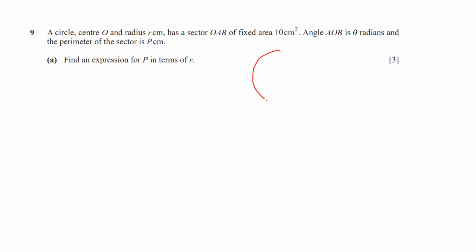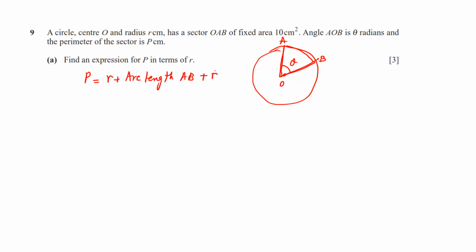So say we have this circle. This is the center of the circle, this is O. This is A, B. This is our required sector. The angle subtended is this, and we need the perimeter. So perimeter is this plus this plus this. So perimeter is equal to radius r plus arc length AB plus another radius r.